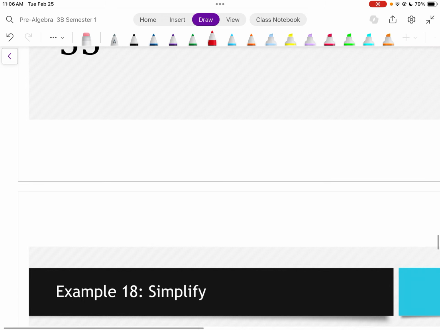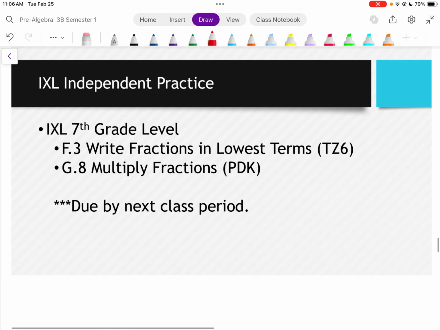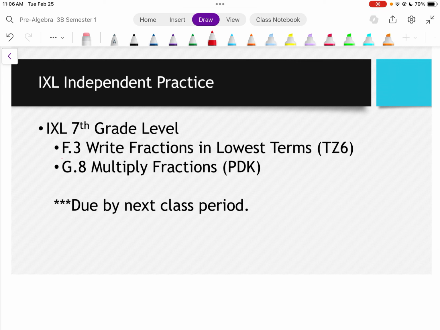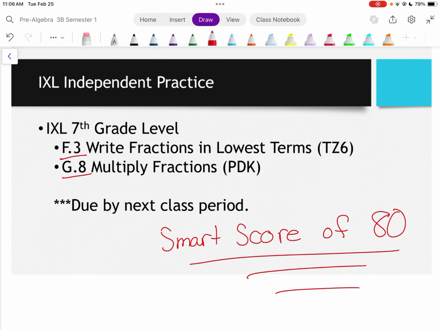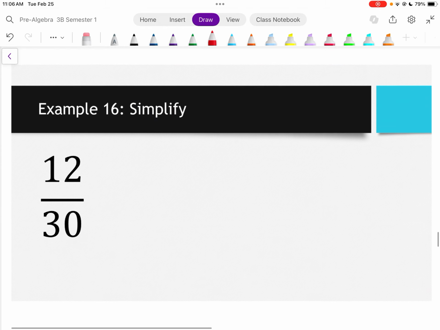So we have already gone over how to simplify fractions. So if you want to go back and do those problems, you can. I will go through them. If you feel like you are ready to do the practice, you can go ahead and do F3 and G8. Again, you're going to get to a SMART score of 80 on these. All right, and if you feel like you want more examples of how to write a fraction in lowest terms, I'm going to go back and do a couple of those problems.